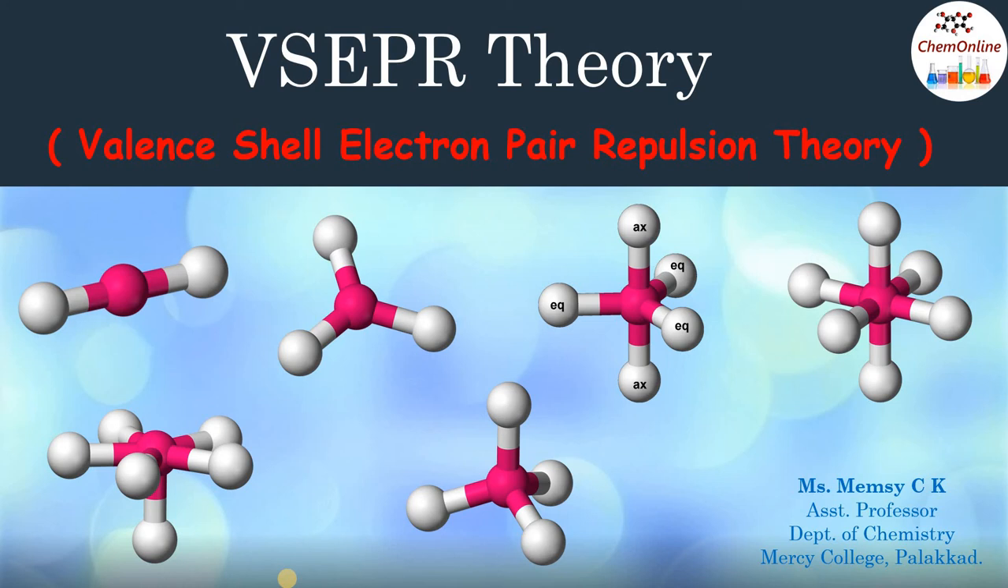Dear students, chemistry is all about molecules, and molecules are made up of atoms. It is always interesting to know how these atoms and thus molecules are oriented in space. In this video, we will have a discussion on a model which helps us to predict the geometry of molecules and thus their orientation in space. And that is valence shell electron pair repulsion theory.